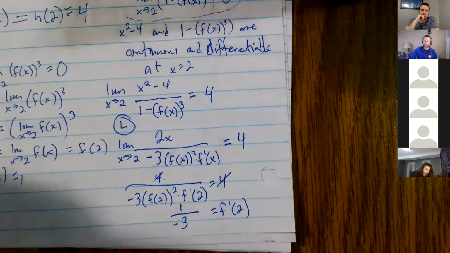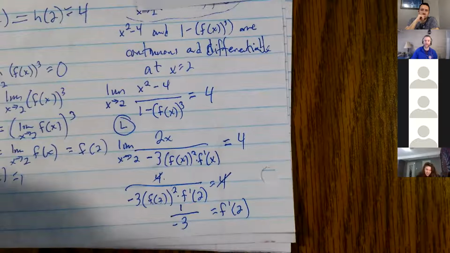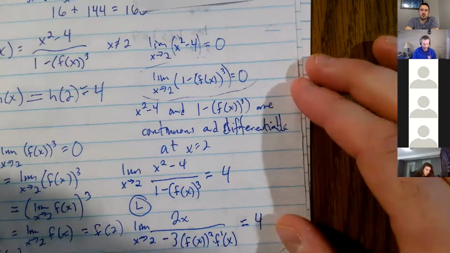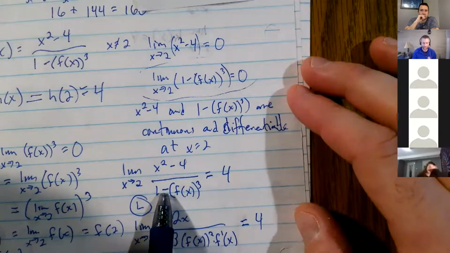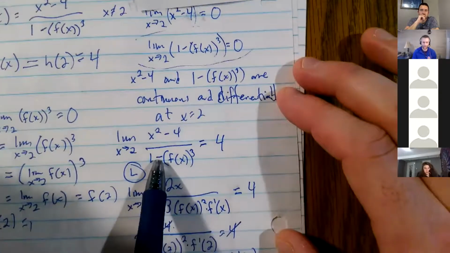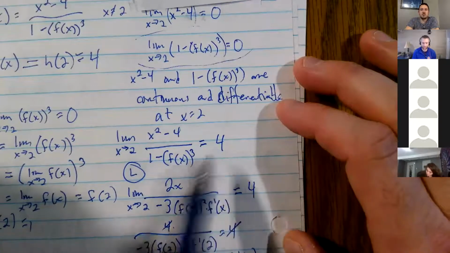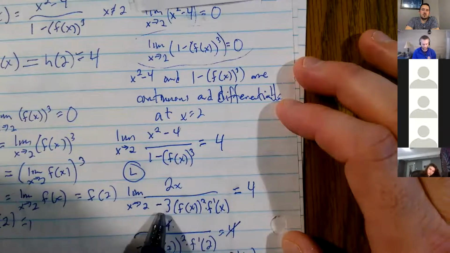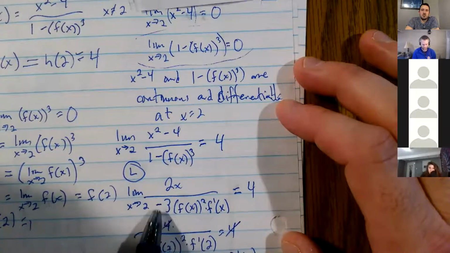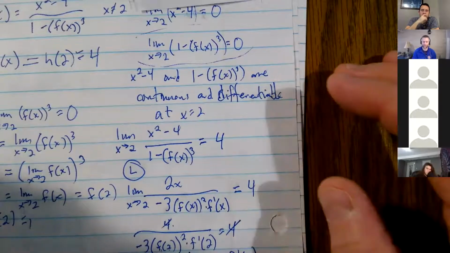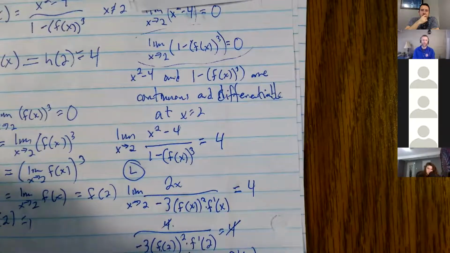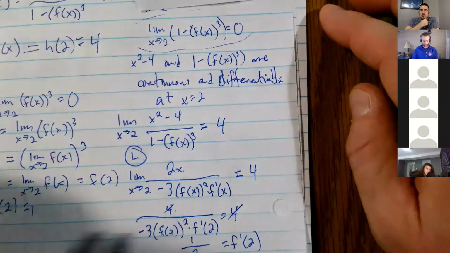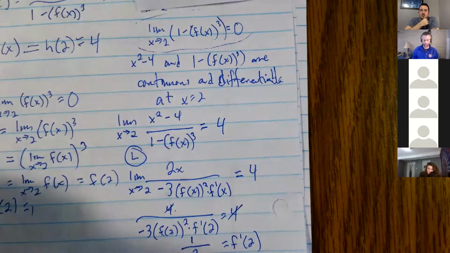All right, so that is a 4-point question. According to the rubric, you get 1 point for setting the limit as x approaches 2 of h equal to 4. You get 1 point for finding f of 2. You get 1 point for using L'Hopital's rule, and then you get 1 point for finding f prime of 2. So it's a 4-point question. A pretty valuable question, but I know I wrote a lot here, but there's really not a ton of work to do there.